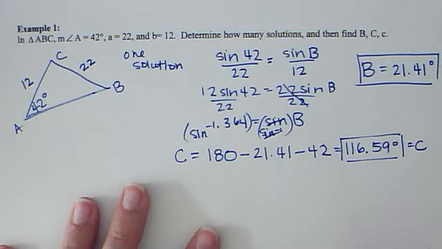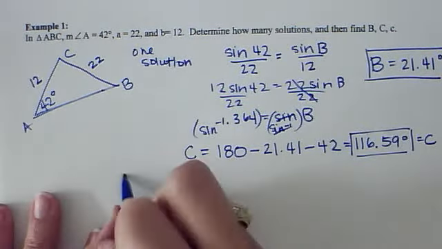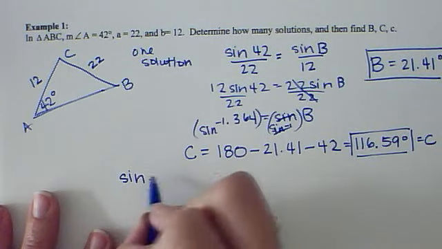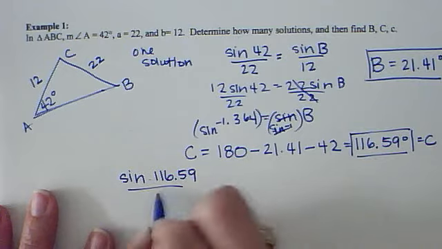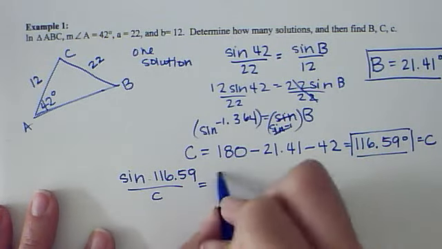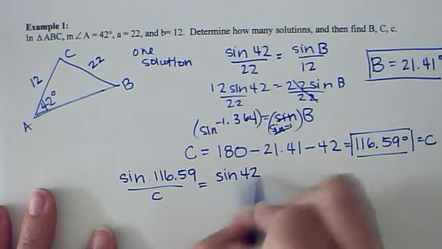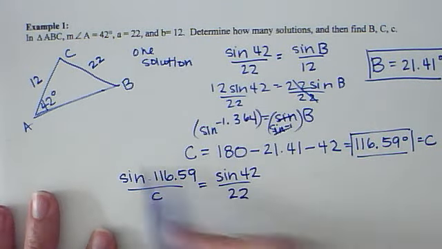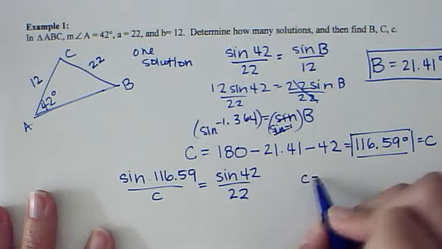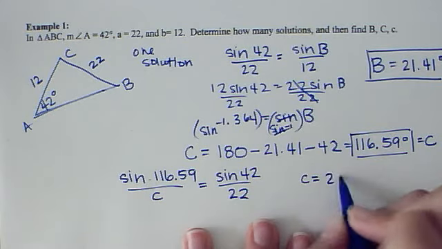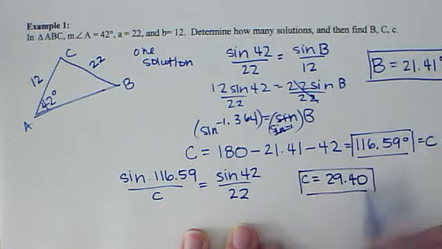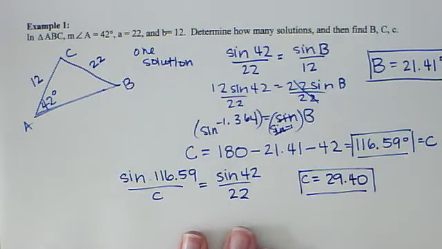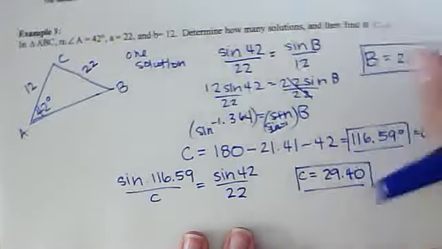Okay, the only thing left is little c. So I'm going to use the law of sines again. The sine of 116.59 over little c is equal to the sine of 42 all over 22. Cross multiply and divide, and my small side c is then equal to 29.40. And now I have 1, 2, 3 values, and I've solved my triangle. Let's look at some more examples.